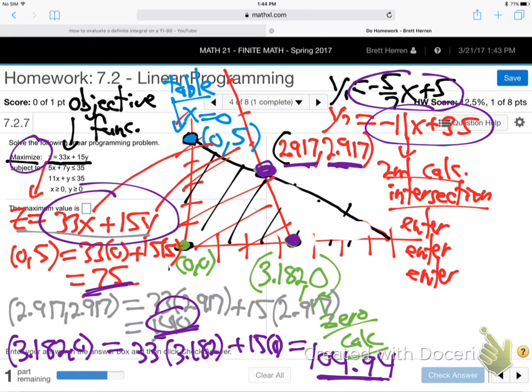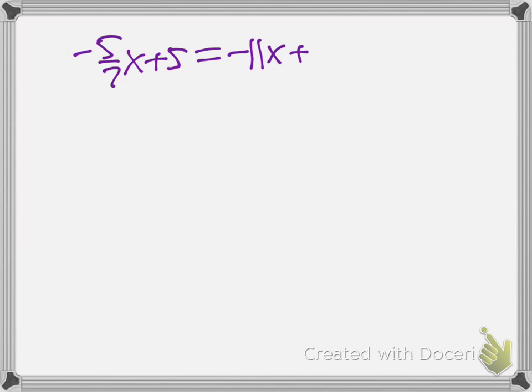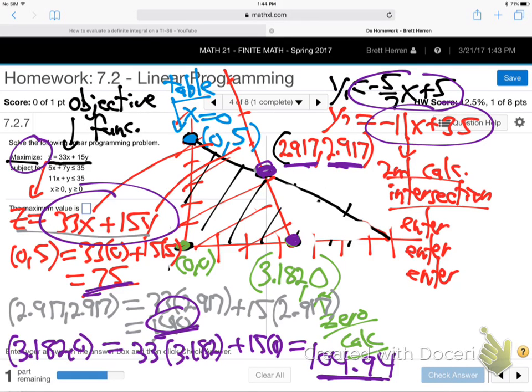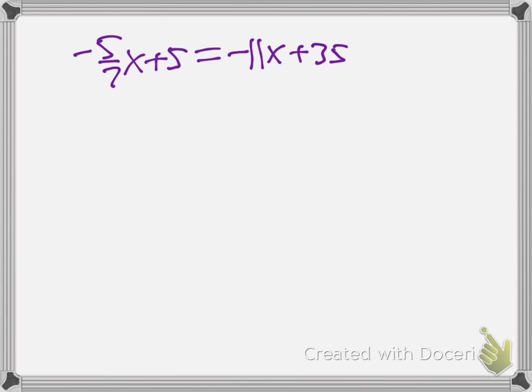Minus 5/7x plus 5, so I'm going to change the screen. Minus 5/7x plus 5 equals minus 11x plus 35. Does everybody see what I'm doing there? They're asking in part two of the question. We already answered part one, maximum value is 140. Now they're asking, where did that happen? It happened right here, and they will not take the decimal answer that our graphing calculator gave us. They want a fraction answer. On the test, I'm fine. Just give me those decimals. It's all good. But for Math Excel, I'm going to have to give an answer in terms of fractions. That's what they said.